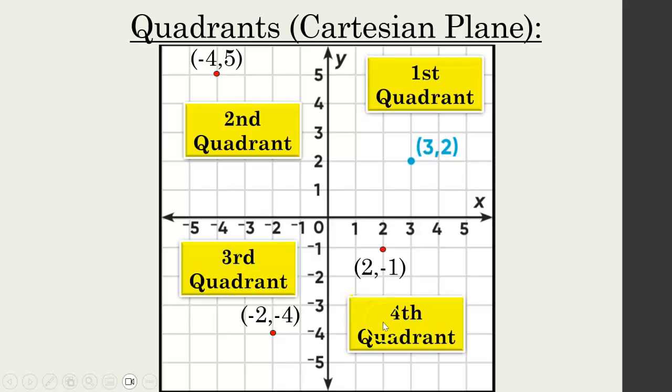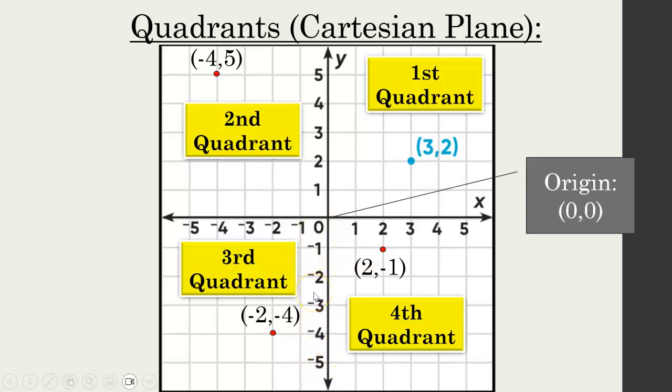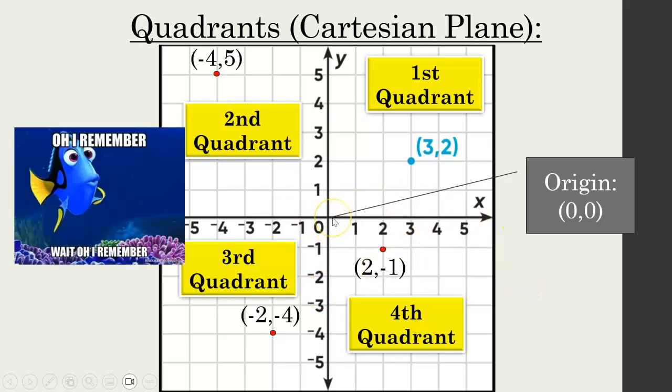Then I have the fourth quadrant where I'm looking at the x values, they're positive, but the y values, since we're down here, are going to be negative. And again, we have our very, very special point called 0, 0, which is the origin. So you need to remember all of this.